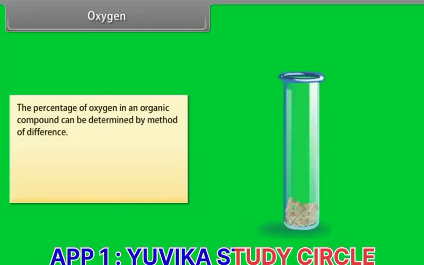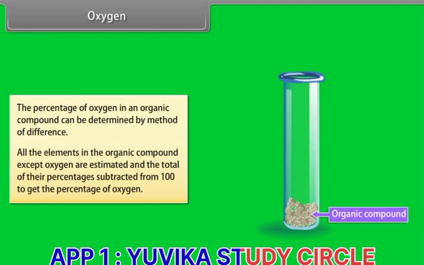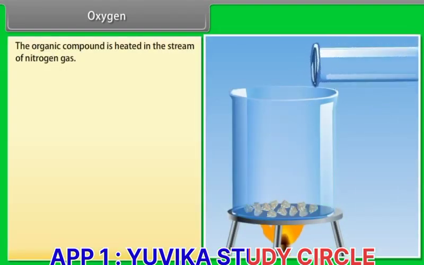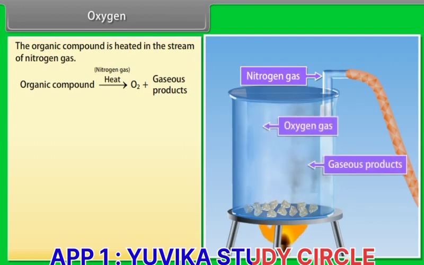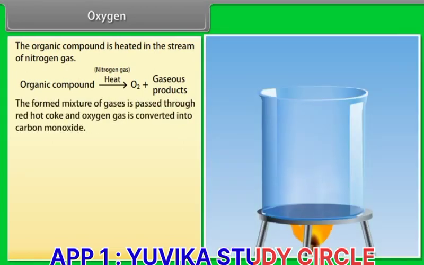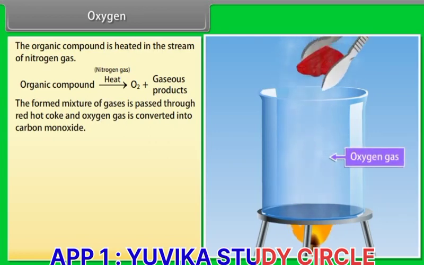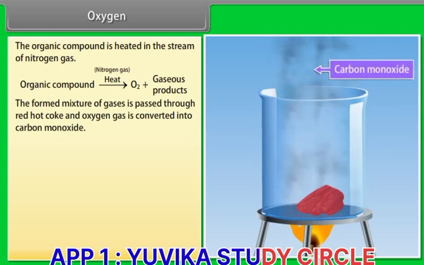Oxygen. The percentage of oxygen in an organic compound can be determined by the method of difference. All the elements in the organic compound except oxygen are estimated and the total of their percentages subtracted from 100 to get the percentage of oxygen. The organic compound is heated in the stream of nitrogen gas. The formed mixture of gases is passed through red-hot coke and oxygen gas is converted into carbon monoxide.